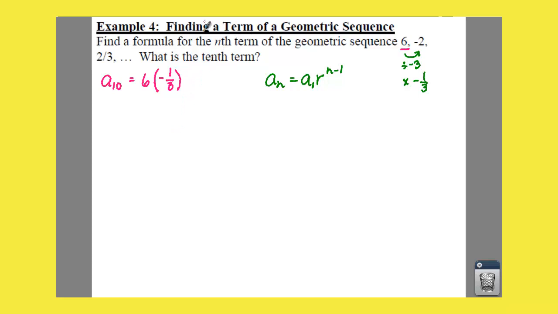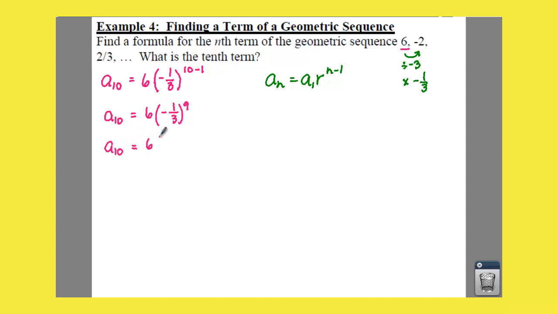So we could say 10 is n, minus 1. We can go through and we can simplify this also. So we're going to say 6 times -1/3 to the 9th. And then you simplify that.